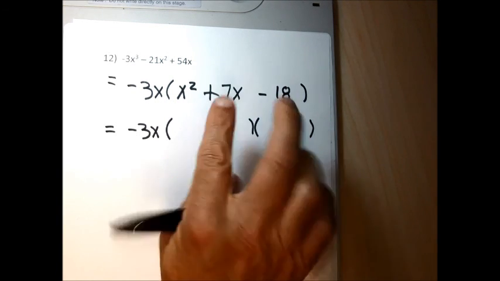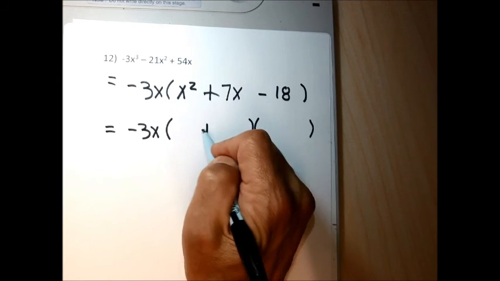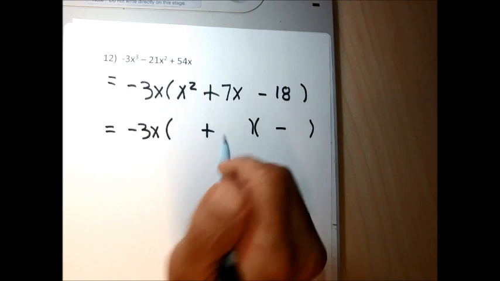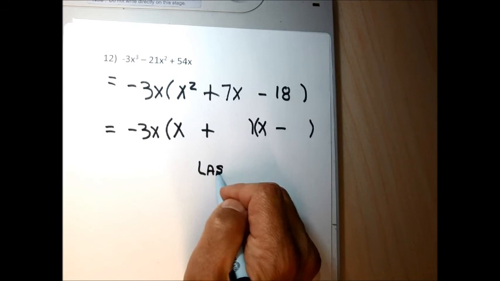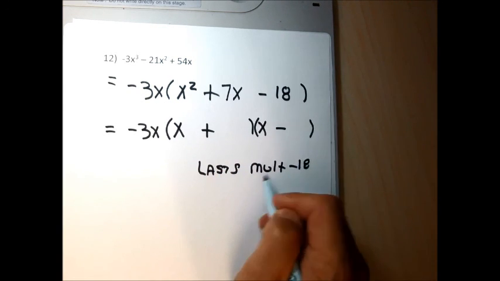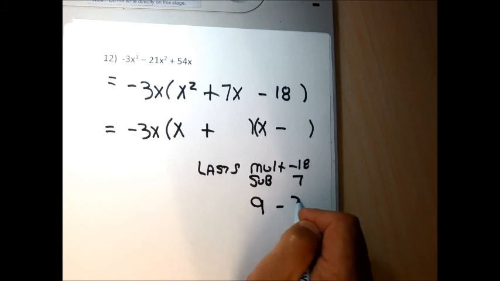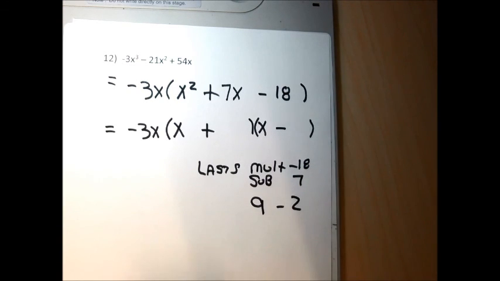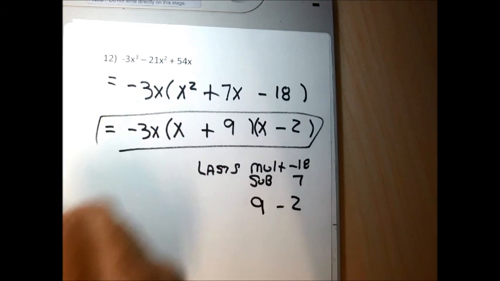So what's left in the parentheses has a plus and a minus. The template for that is a plus and a minus. Don't need bottoms up because there's not a number in front of the x squared, so my firsts are going to be a couple of x's. And my lasts, I think we had these lasts already, they need to multiply to negative 18 and subtract to be positive 7, and that's going to be the 9 and negative 2, because 9 times negative 2 is negative 18, and 9 minus 2 is 7. So I'm going to get a plus 9 and a minus 2, and that will be my whole answer.